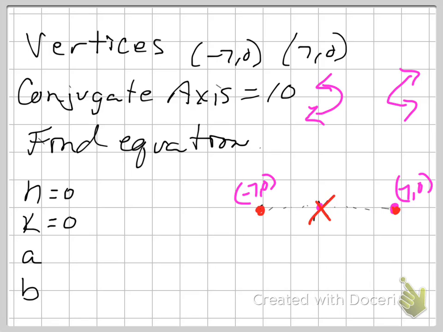Okay, so we have h and k. In order to write the equation, we need a and b. Okay, well, I've given you the conjugate axis. And the conjugate axis, by definition, is 2b. So we know from that that b is 5.